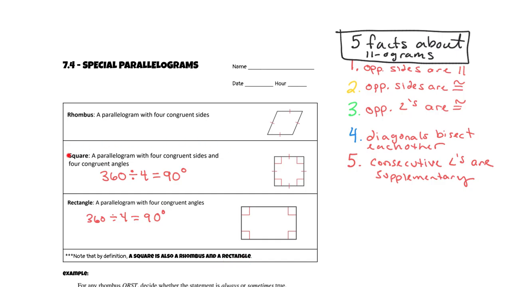Because if you look at the criteria here, for a square, it says it's 4 congruent sides and 4 congruent angles. Isn't a rhombus 4 congruent sides? So if a rhombus is 4 congruent sides, a square also has 4 congruent sides. So technically a square is also a rhombus. Likewise, a rectangle has 4 congruent angles, right? Doesn't a square also have 4 congruent angles? So technically, a square is also a rectangle.